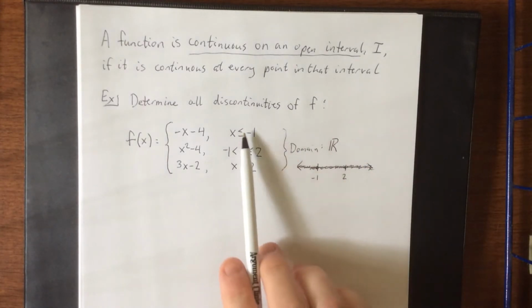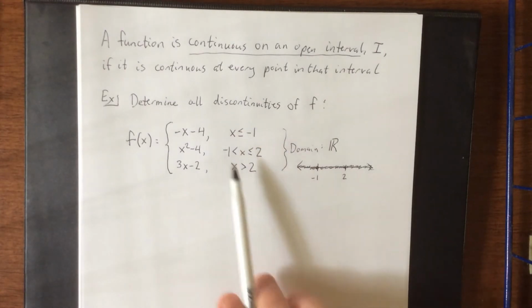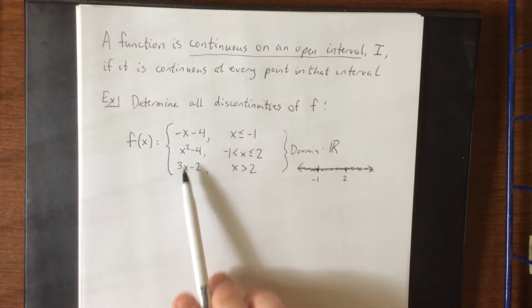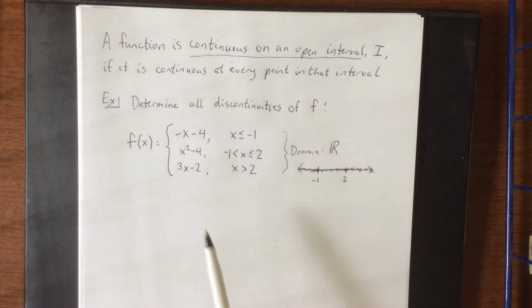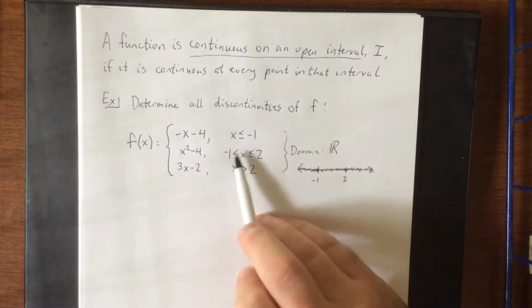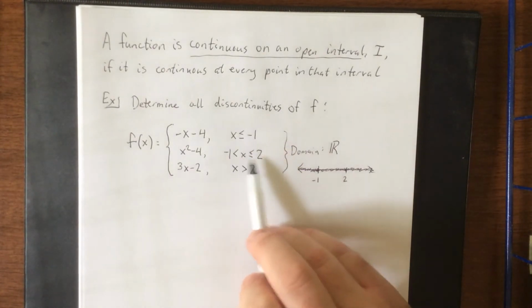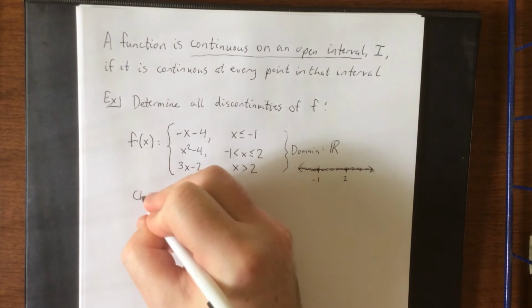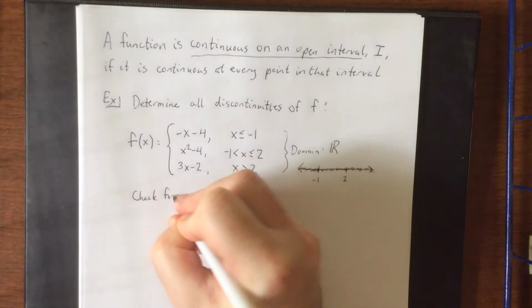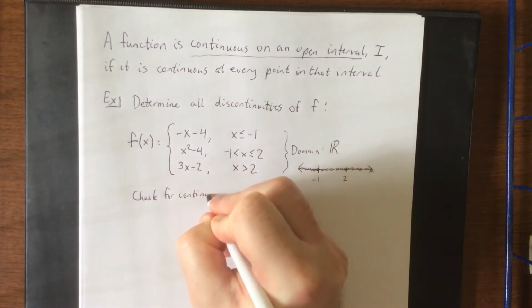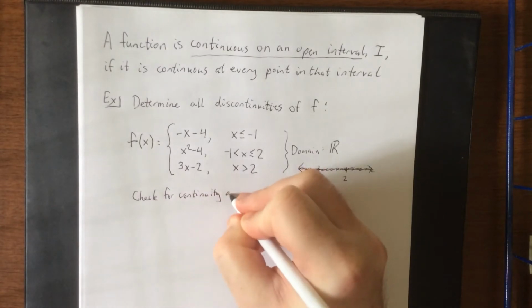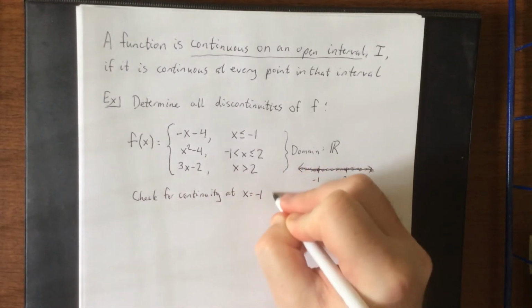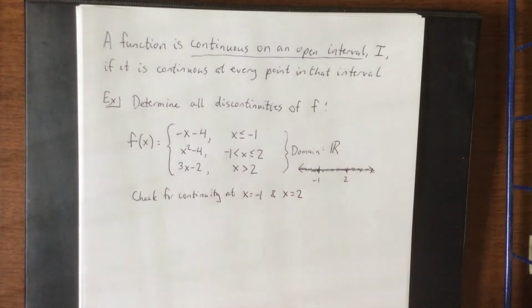Now on the individual intervals, making use of the direct substitution property is going to be okay because all of these are polynomial functions, either linear or quadratic, depending on whether you see just an x or whether you see an x squared. So the definition of continuity is going to come into play wherever there is a change in the definition of the function. So what we need to do is check for continuity at x equals negative 1 and x equals positive 2.